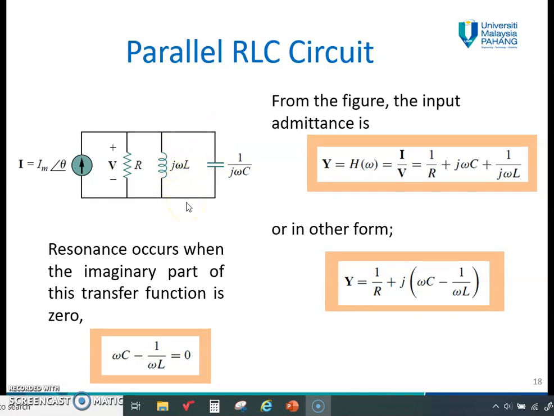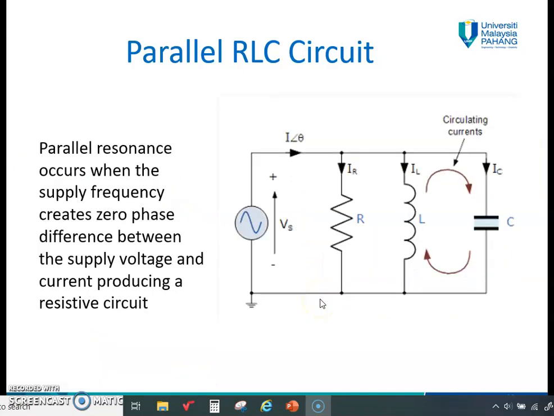A tank circuit is a parallel combination of L and C that is used in filter networks to either select or reject AC frequencies. A parallel circuit containing a resistor, inductance, and capacitance will produce a parallel resonance circuit when the resultant current through the parallel combination is in phase with the supply voltage.